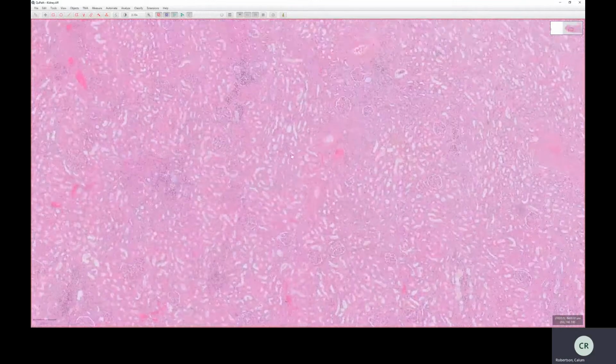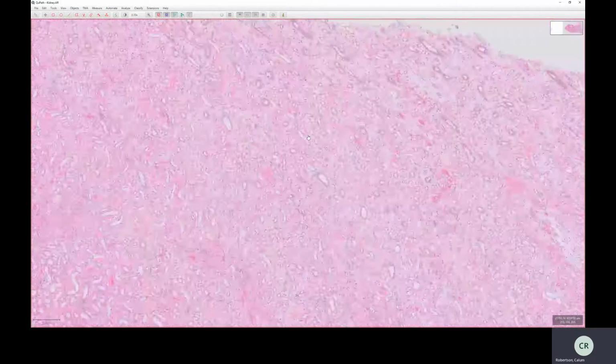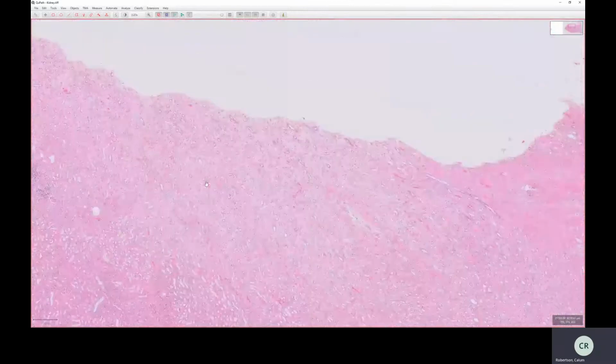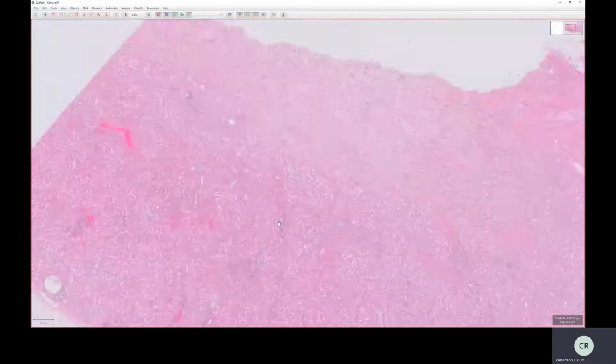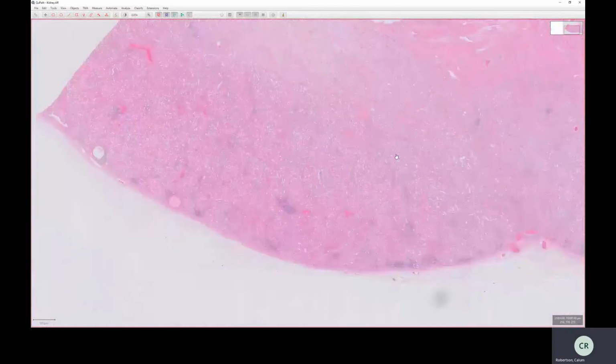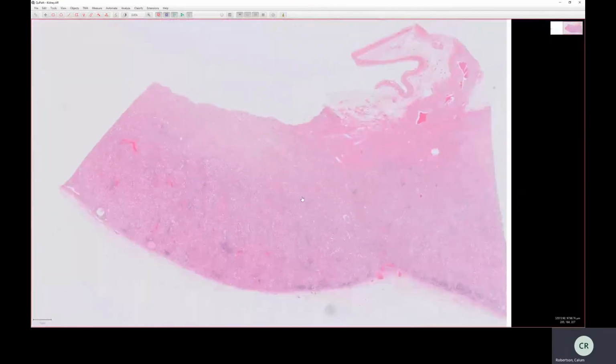So that's about it. If we scoot down to the renal medulla, it's quite unexciting. Just lots of tubules and connective tissue. Not really much to say. And yeah, so that's the kidney.